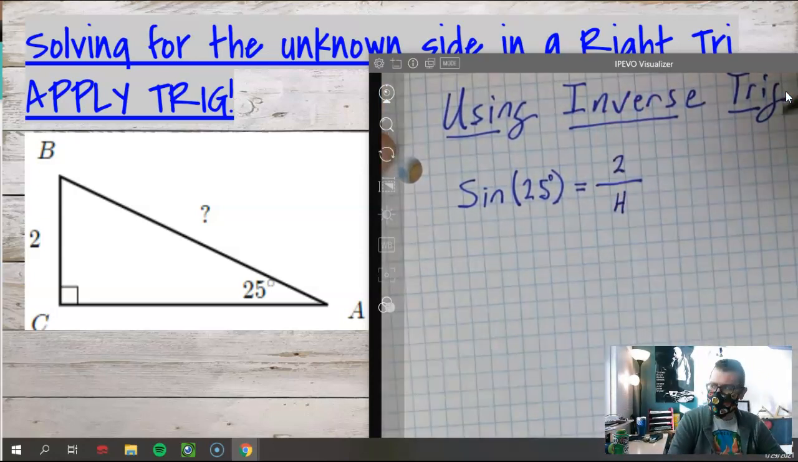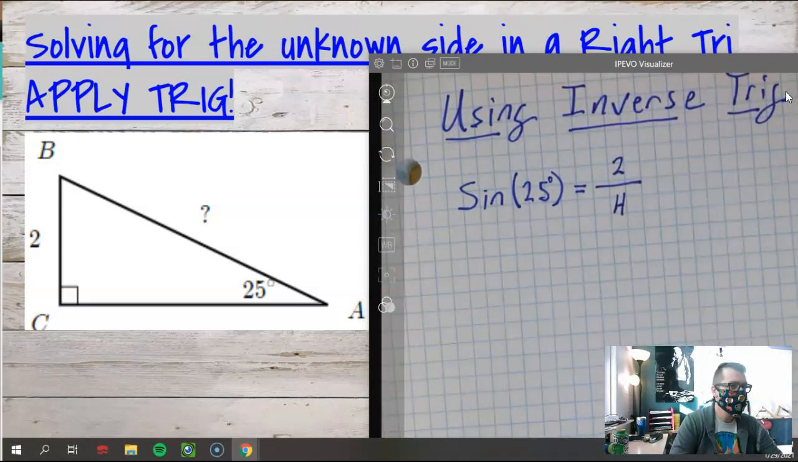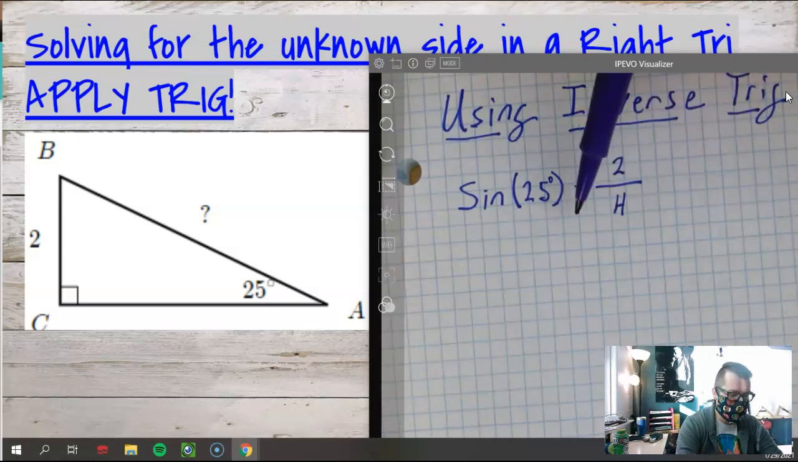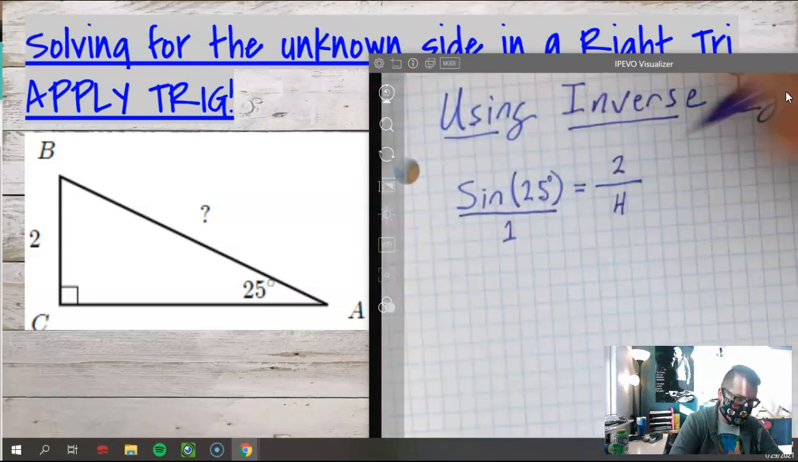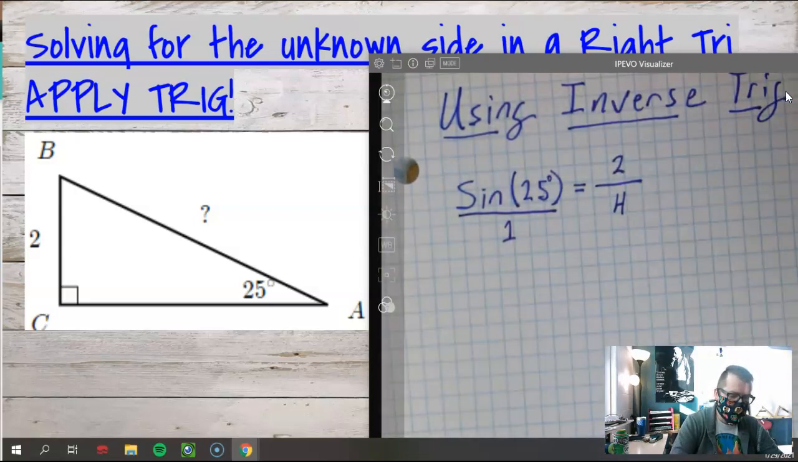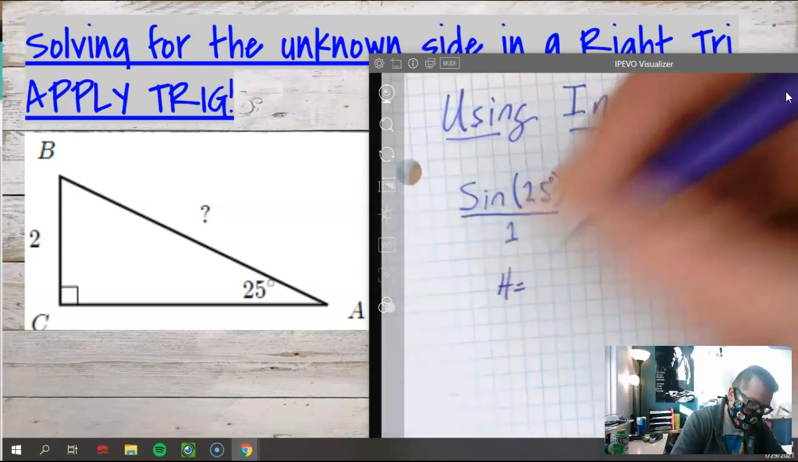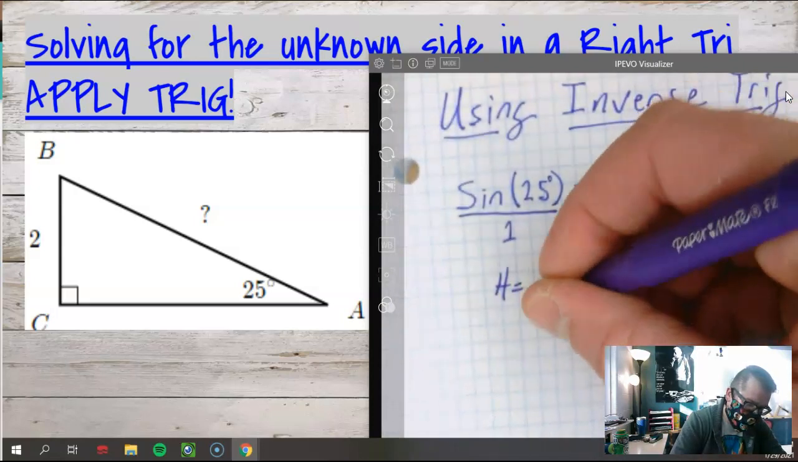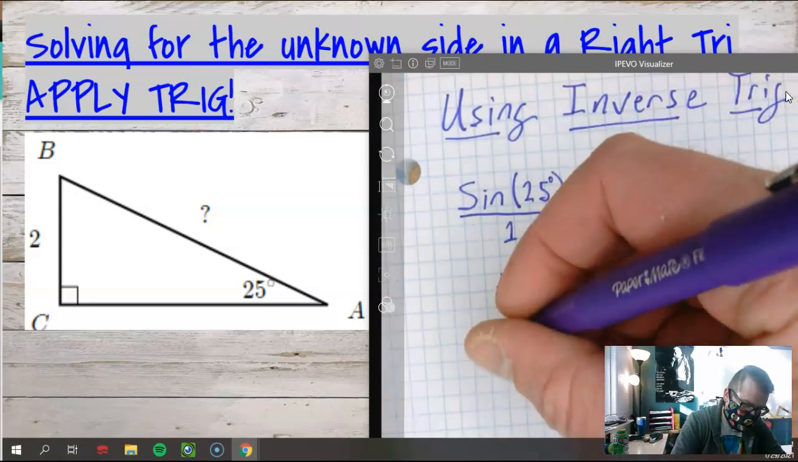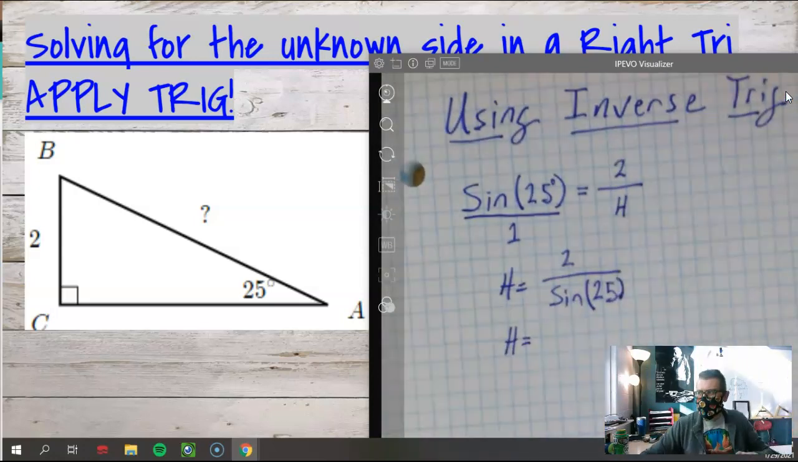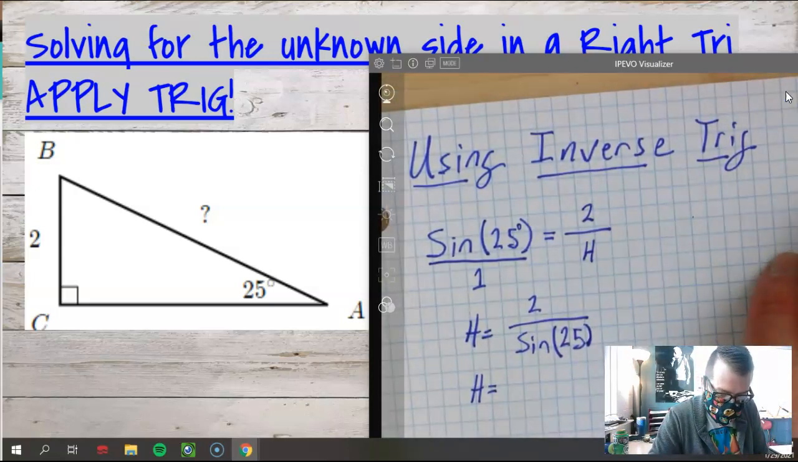Hypotenuse goes on bottom. What did we say yesterday we could do with this to solve it a little bit more easily? Yeah, we can swap these, because in a proportion, we can literally just swap it. That goes along with our means extremes. So what we see here is that h will actually be 2 divided by sine of 25. Make sure your calculator is in degrees. Type that in, and what do you get? Desmos is still just loading.